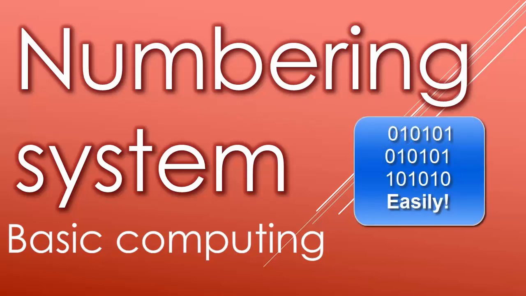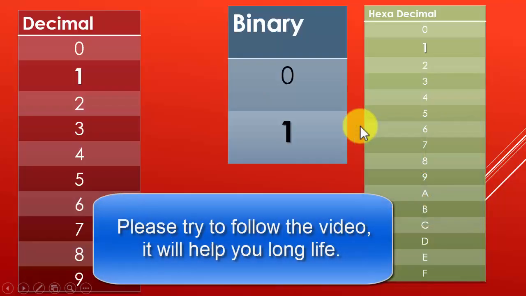Hello guys, today I'm going to show you what a numbering system is. Numbering systems are the basis of computing: decimal, binary, hexadecimal, and units like megabytes and gigabits. Without binary, 0 and 1, the computer cannot run these numbering systems.